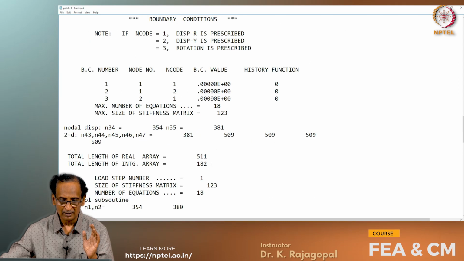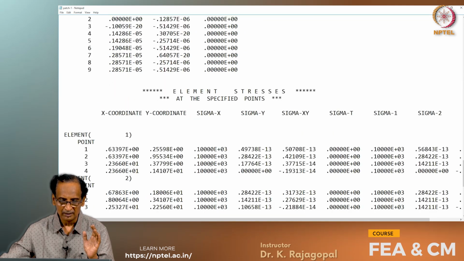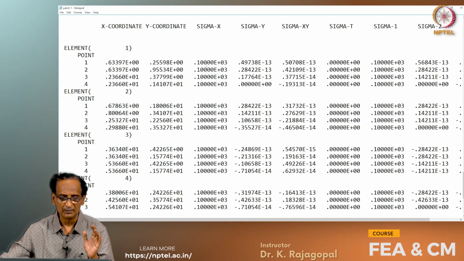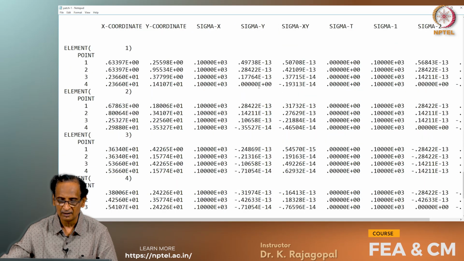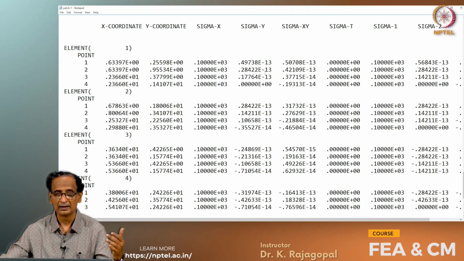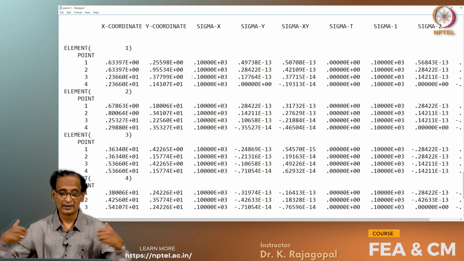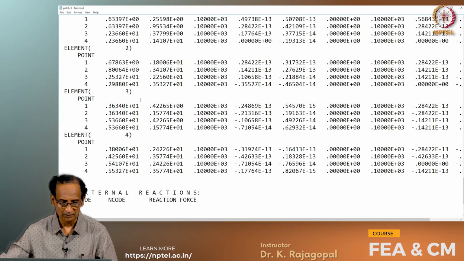Okay. And then if you look at this, we have 4 elements, and all the elements have a tensile stress of 100 everywhere. Okay. And there is no sigma y and no sigma xy, and these are all zeros only. 10 to the power of minus 30 means practically 0. Then the sigma x is 100, exactly 100, that is what we applied.